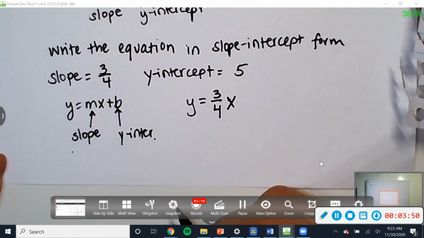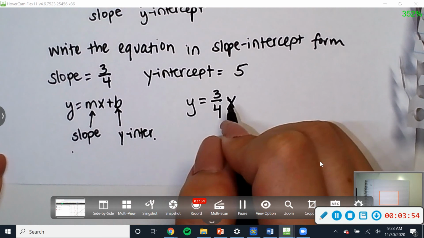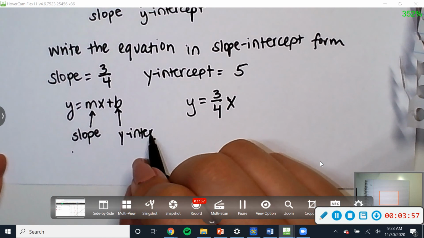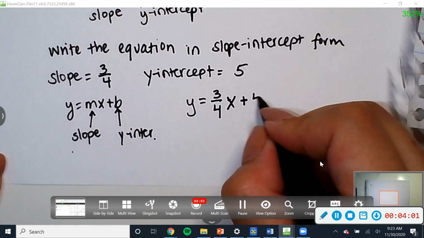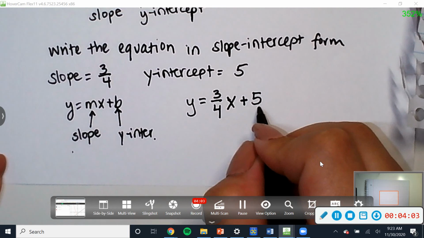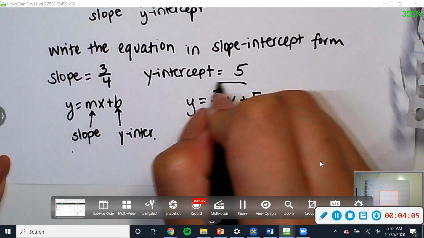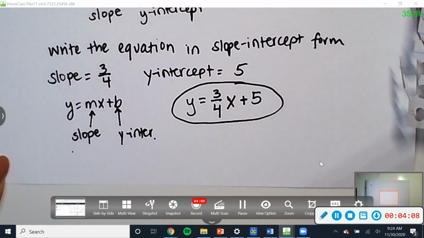Make sure to include the x variable always in your answer. So I have 3/4 x, and then I want to replace the y-intercept with whatever y-intercept value. In this case, it is positive 5, so I write a plus 5. This finishes off my equation.